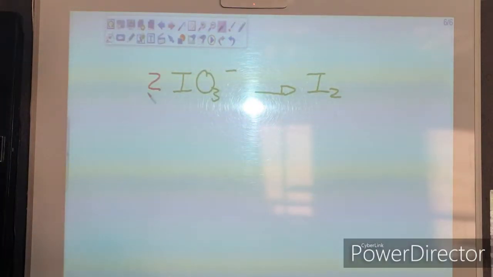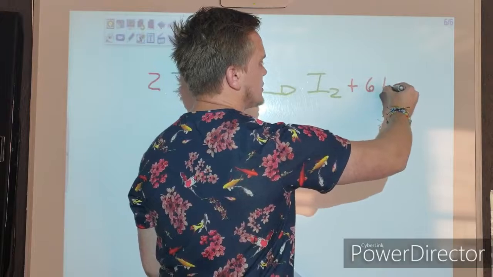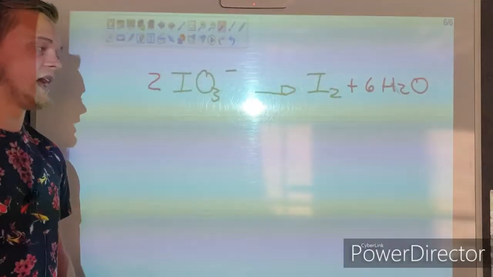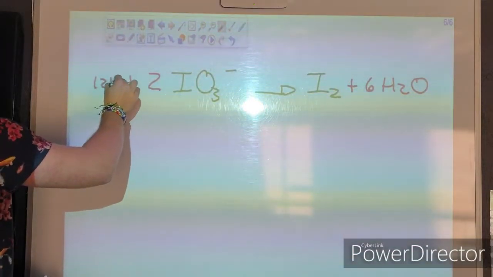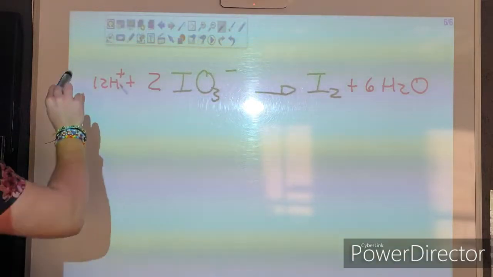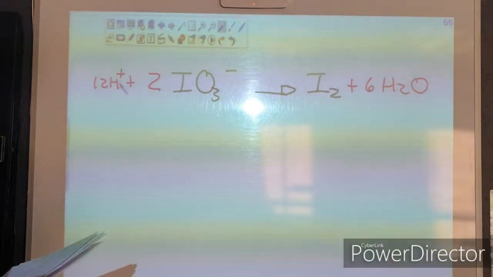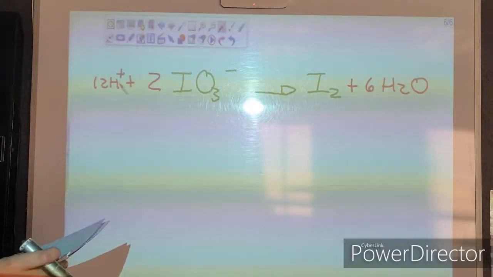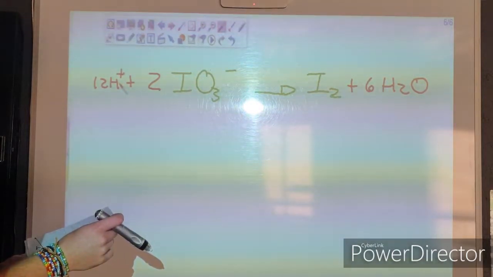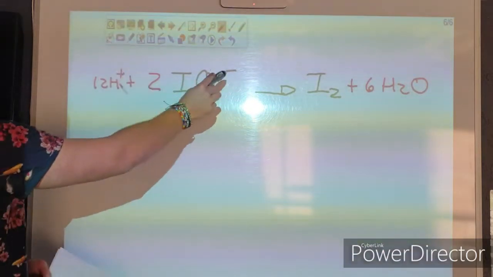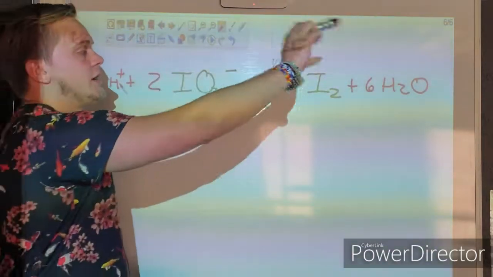Then we need to check the oxygens. Here we have 6 oxygens, but nothing on the right hand side, so we add 6 water molecules. Now I have 12 hydrogens on the right and 0 on the left, so I put 12 hydrogen ions there. Now I have a 12 plus and a minus, so an 11 plus charge on the left. Is it correct? Oh sorry, we have a 2 in front. A 12 plus and a 2 minus, so it's a 10 plus on the left and a 0 on that side.